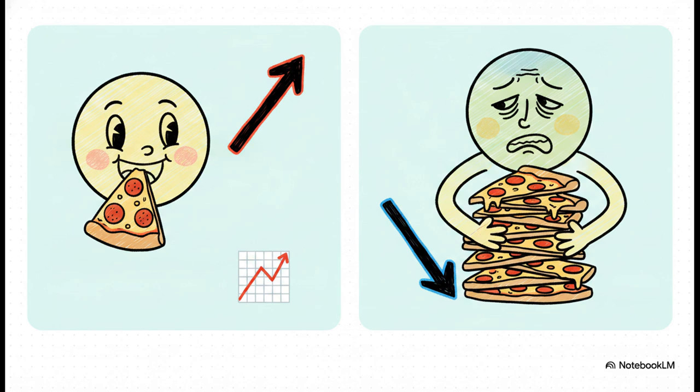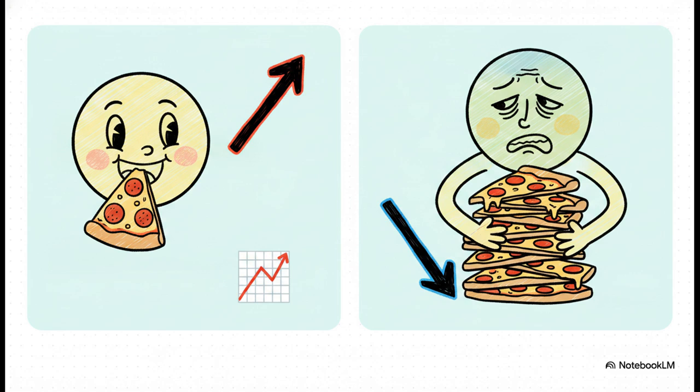Let's contrast these two phases. As long as marginal utility is positive, meaning that bottom line is above zero, your total utility is increasing. You're still gaining satisfaction, even if it's just a tiny bit. But eventually, you cross a threshold.